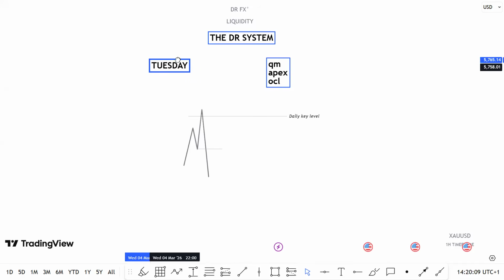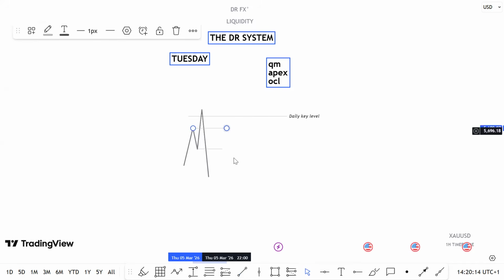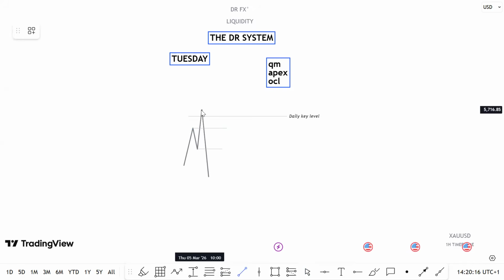Did I say SBR? No. What you're paying attention to is 1, QM, 2, Apex, 3, if there is an OCL right here.